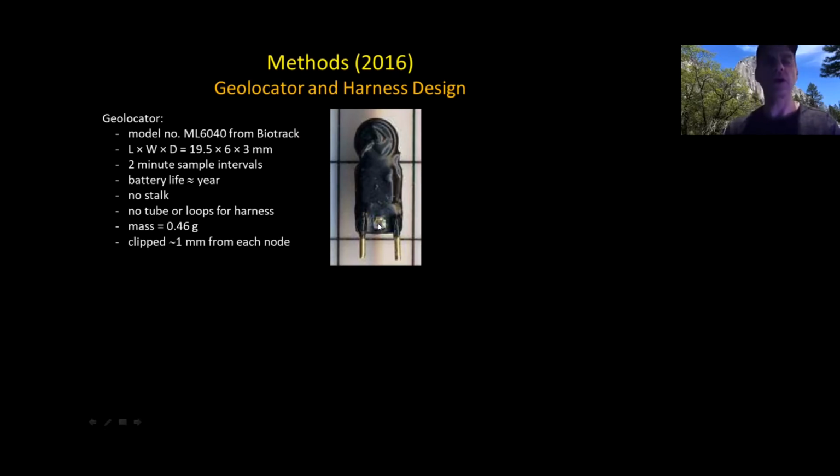You'll notice there's no stalk on these, and there are also no tubes or loops or any other attachment locations for the harnesses. The absence of those things was intended to keep the weight of the geolocator as light as possible, which was just under 0.5 grams. To further decrease the weight, we also clipped back these metal nodes, which is where we attach it to get the data. We clip those back a little bit to also reduce the weight.